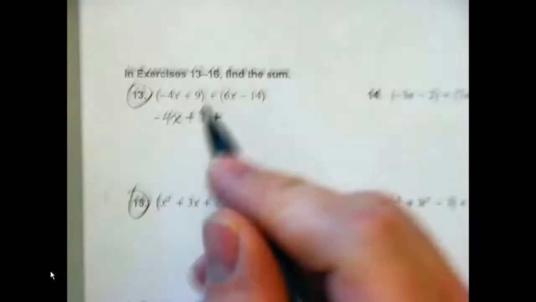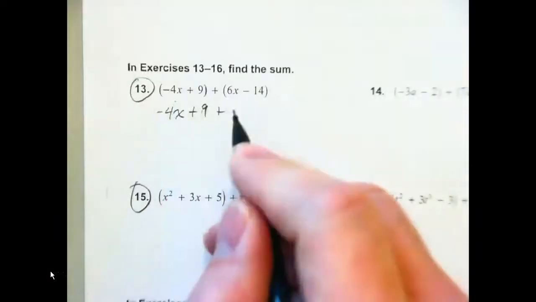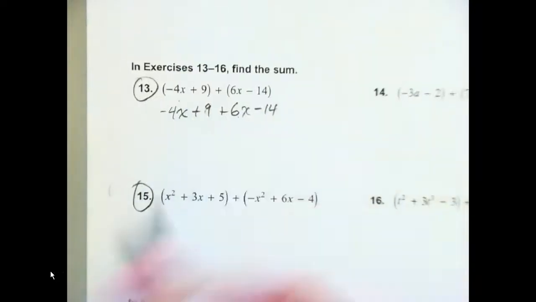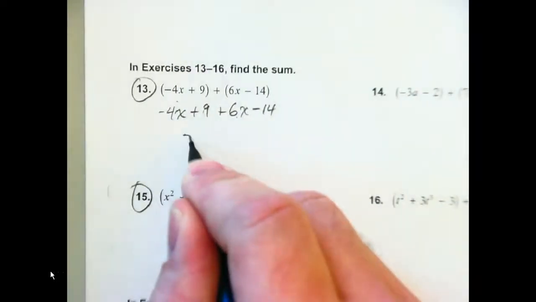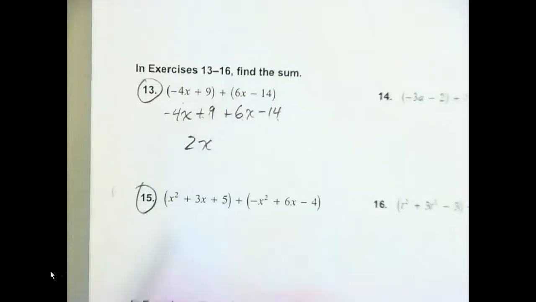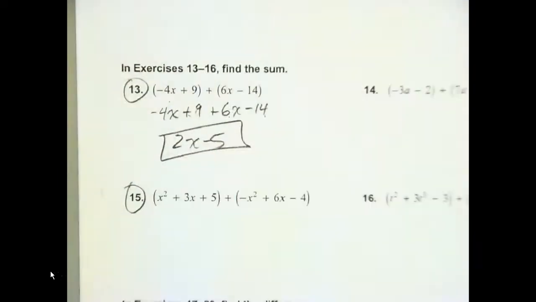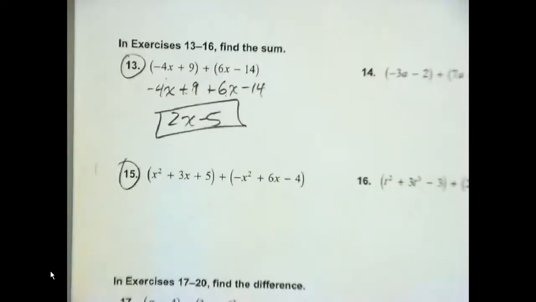You guys drop your parentheses. We got negative 4x, 6x, minus 14. Negative 4x and 6x is 2x. 9 and negative 14 is negative 5. Okay? Tell your neighbor what you got on number 15. I got 9x plus 1 as the end result.